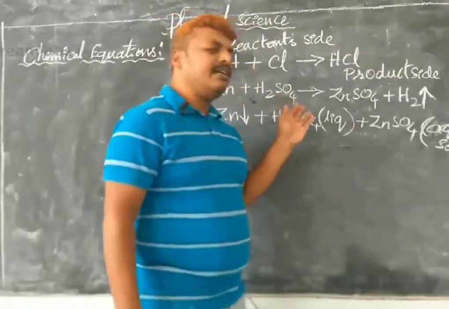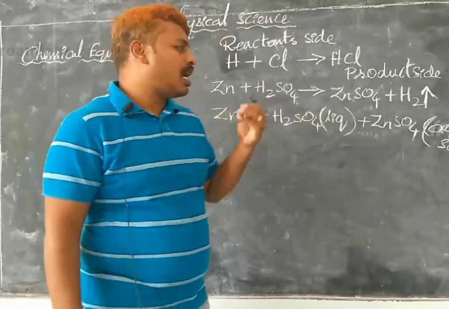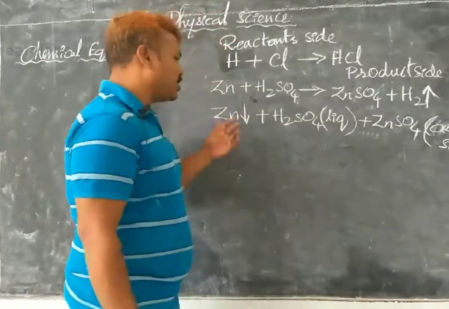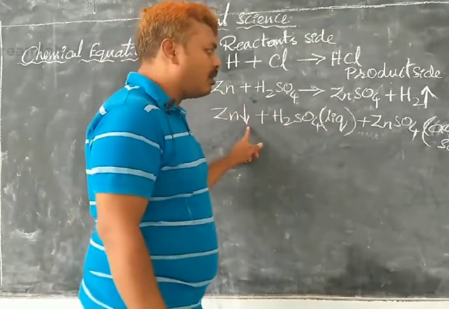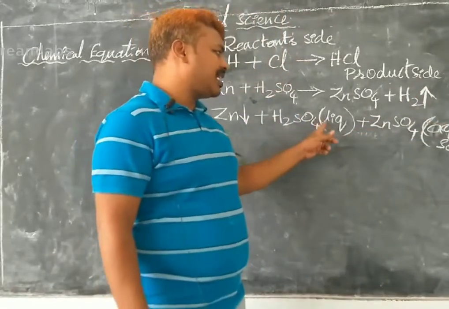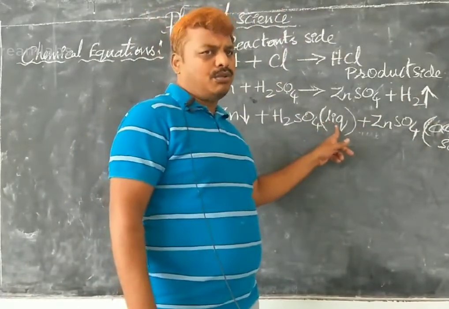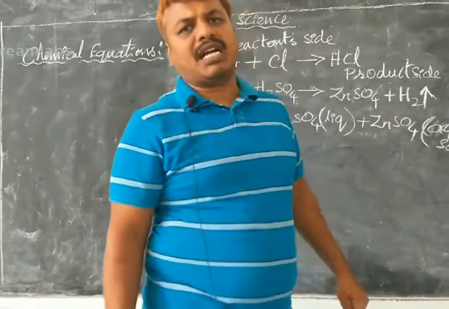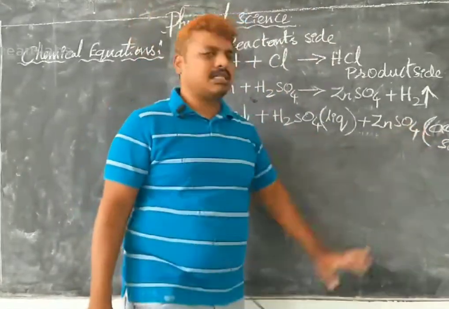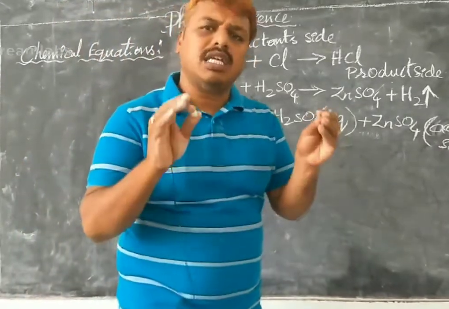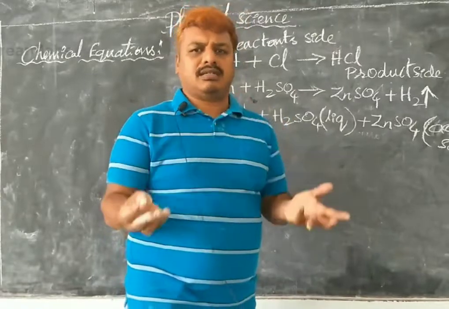So how to represent gas, solid, aqueous solution and liquid, you are supposed to know. When it is solid, it is represented with the down arrow. When it is a gas, it is represented with the up arrow. When it is a liquid, it is written in brackets as LiQ. When it is an aqueous solution, it is written as AQS. Sometimes they write it as aqueous solution. Aqueous solution in the sense it is a liquid with something thicker inside.